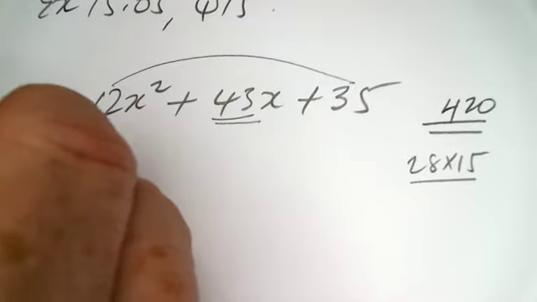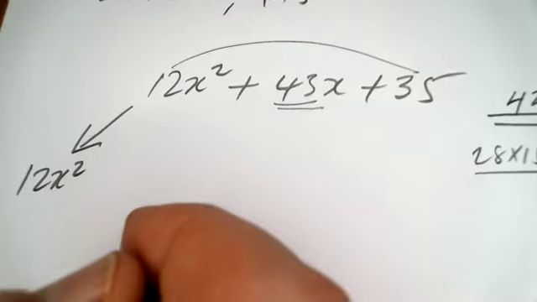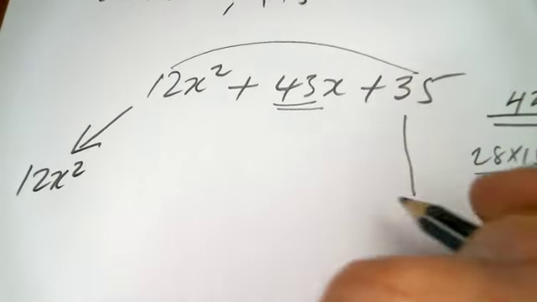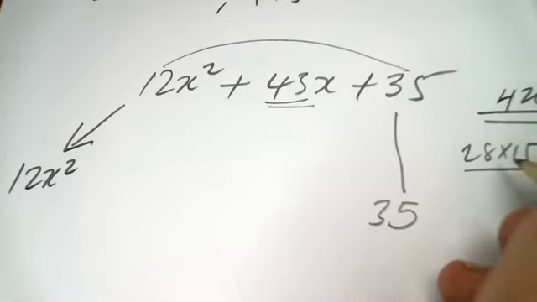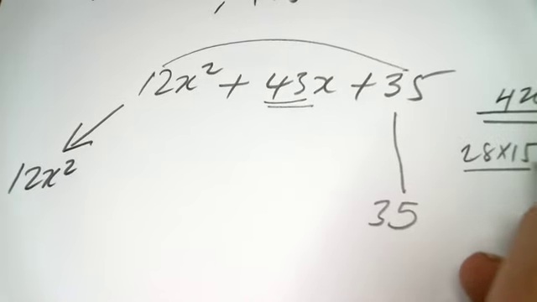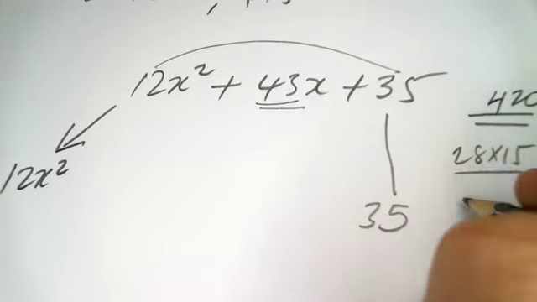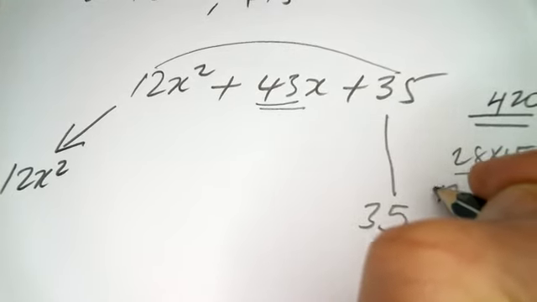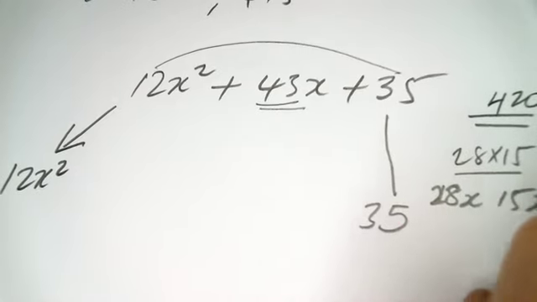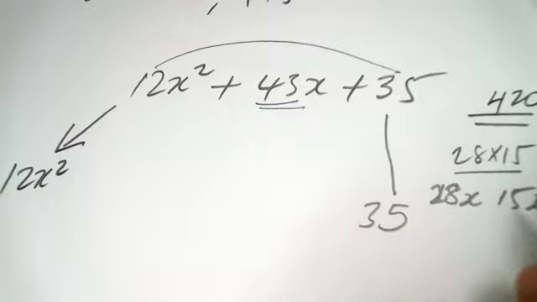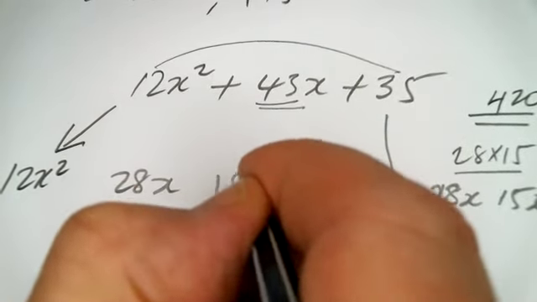The first thing we do is write down the 12x squared. There it is, a bit off the screen there. And we write down the 35 at this end. Now we've got 28 and 15, so we know they're what we're looking for. We put an x by each of those, and we've now got 28x, and we've got 15x.